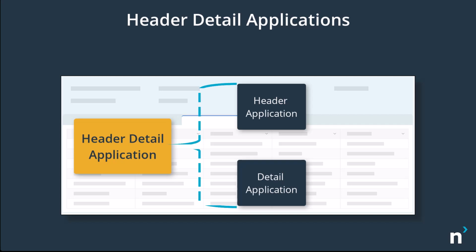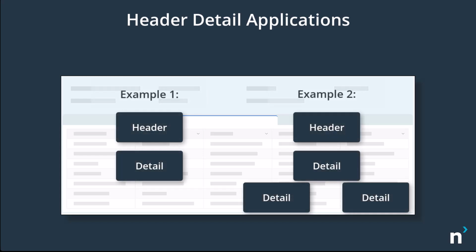The header detail application connects the header application with 1 or more detail applications. This structure separates the high-level summary information captured in a header record from the specific granular data of the detail records.